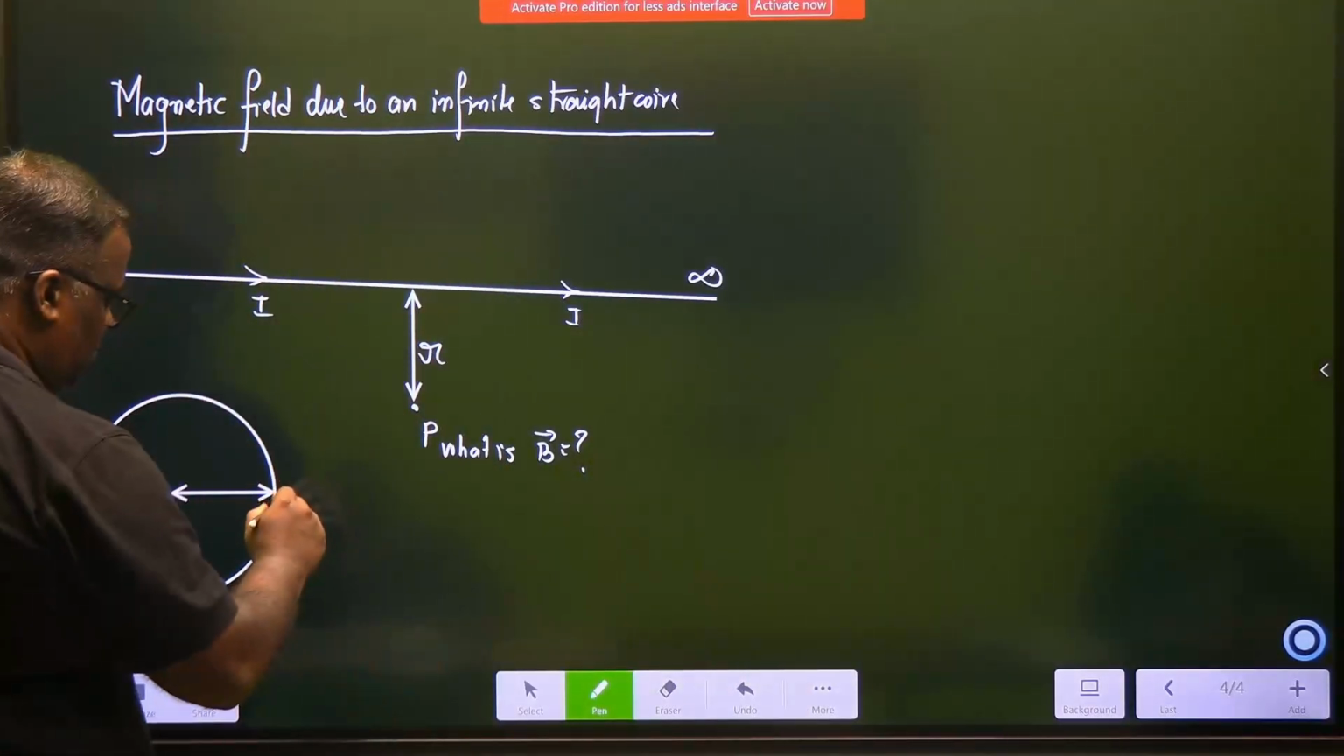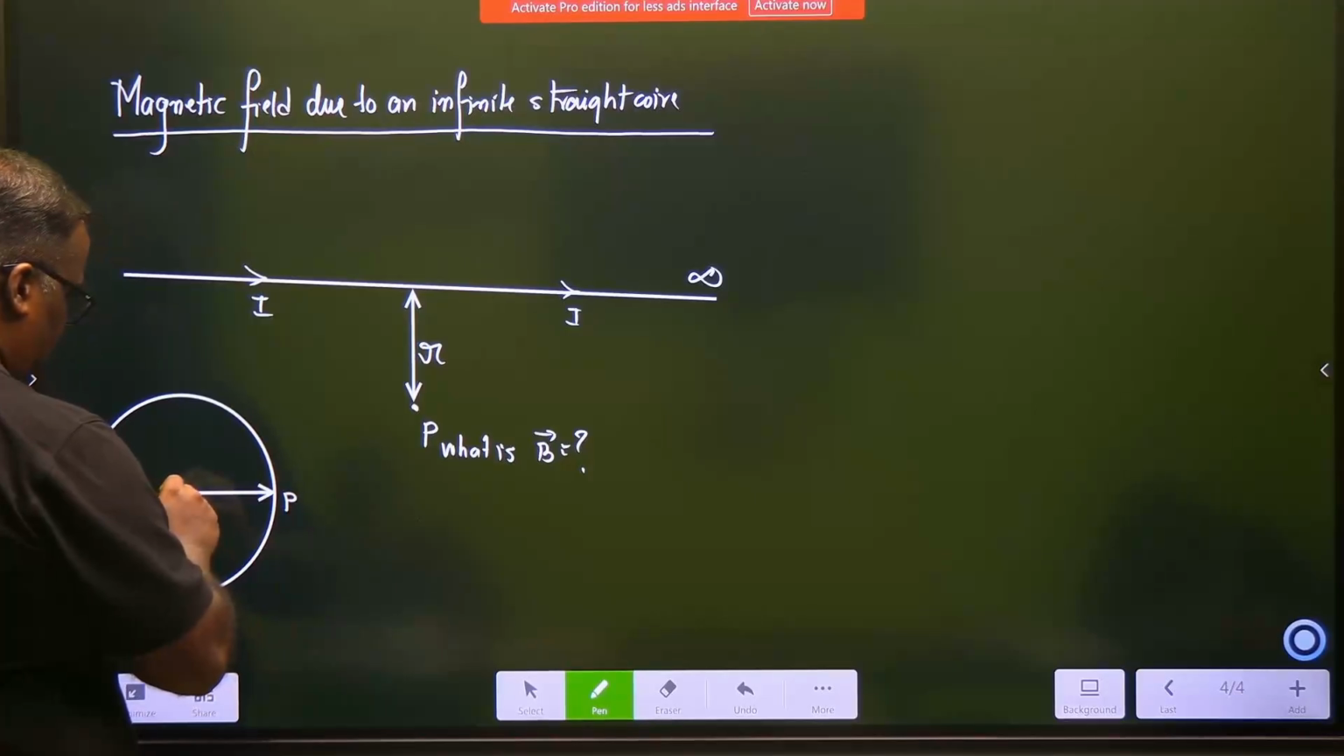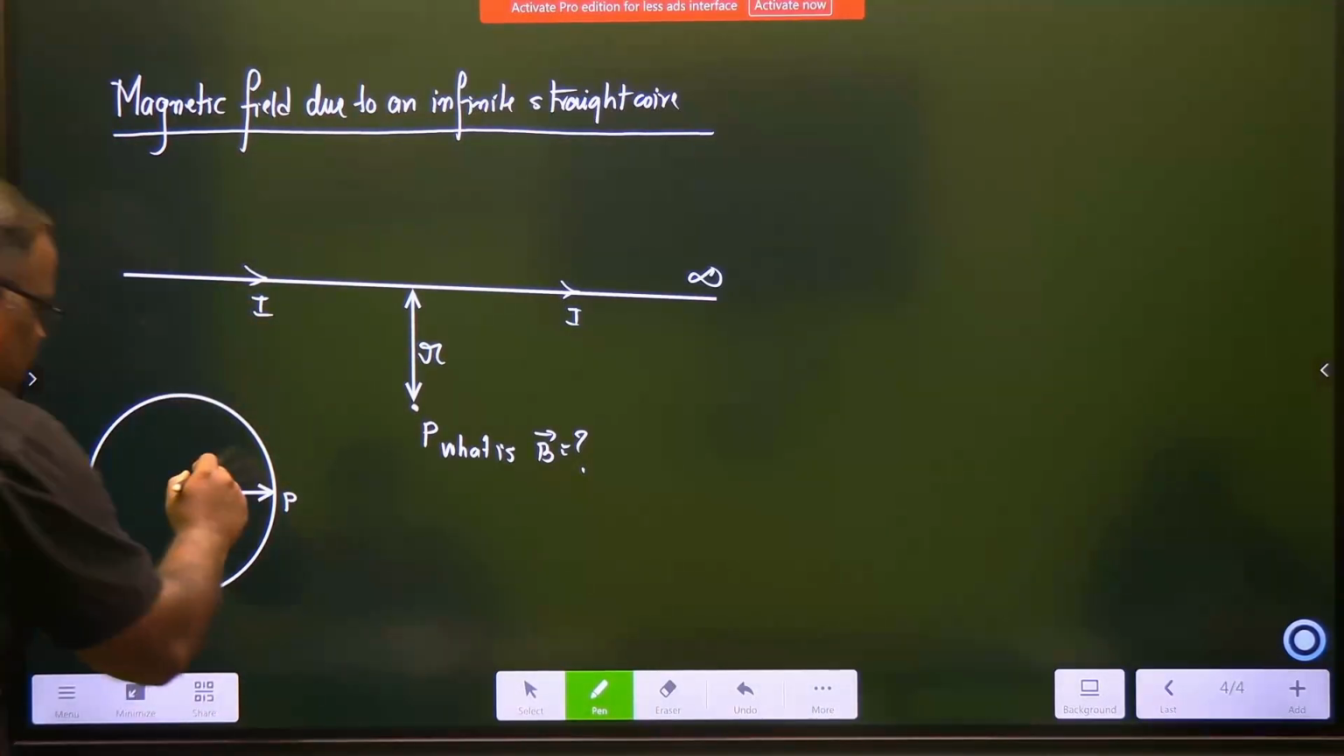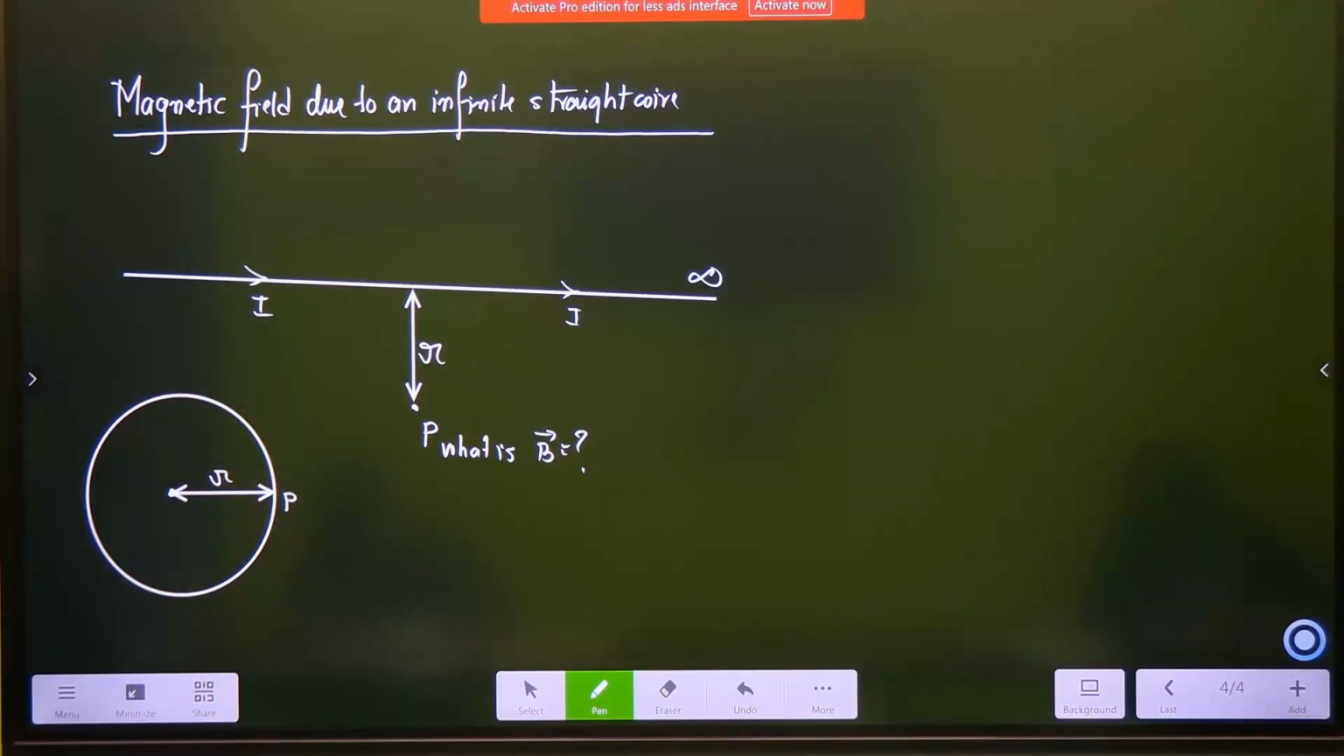This is my point P and this is the wire through which the current is going. The same drawing, and say this distance is R. Is it clear? Same drawing I have reverted, okay?